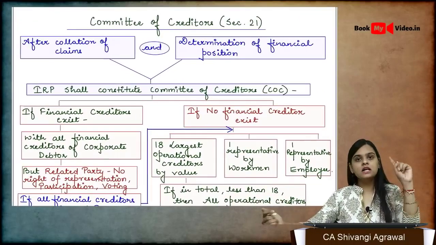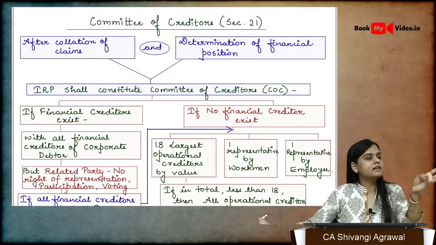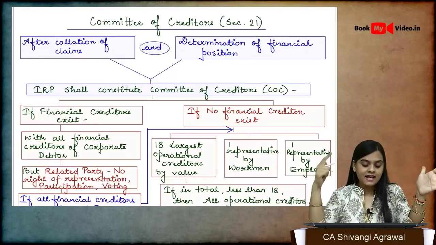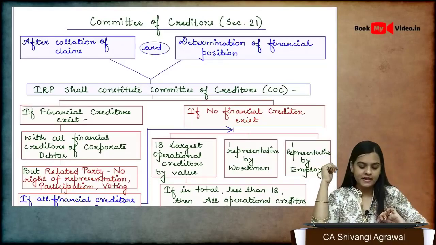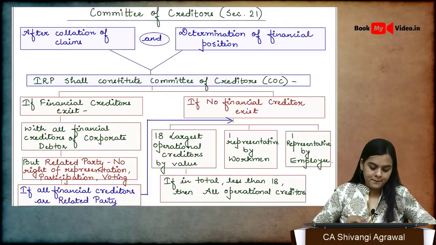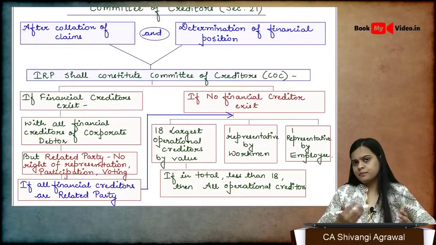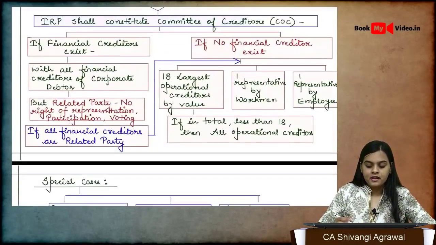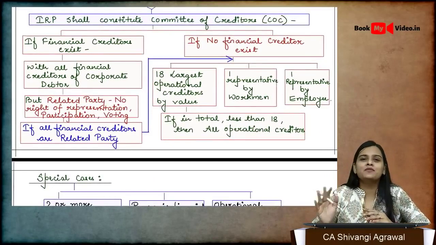Right? Now, the application is filed, the application is admitted, moratorium is declared, IRP is appointed, public announcement is made, then claims are collected, and the committee of creditors is formed. Committee of creditors, my dear, under section number 21. So, after collation of claims, before collation of claims, you cannot actually constitute a committee of creditors. Why? Because you need to know who are the financial creditors. In the committee of creditors, we have financial creditors. We don't have operational creditors.